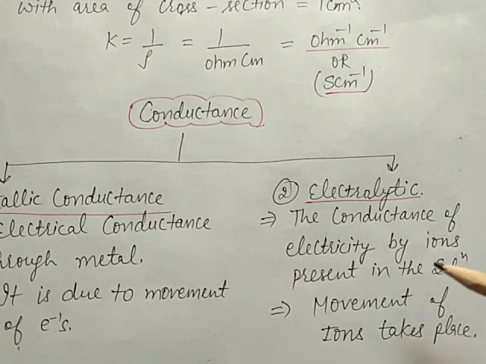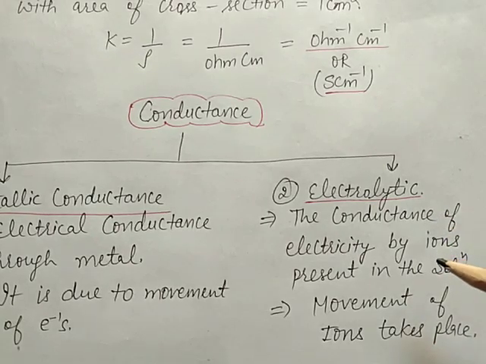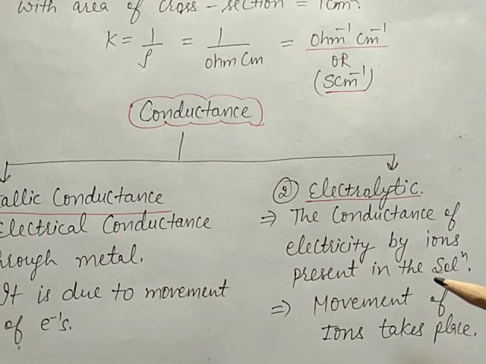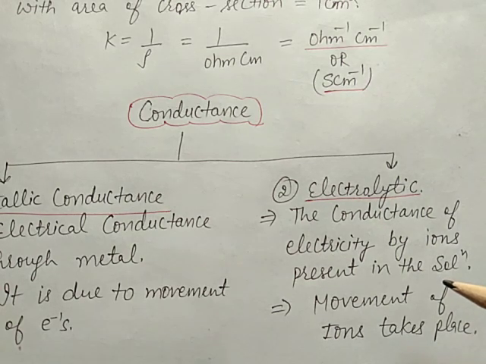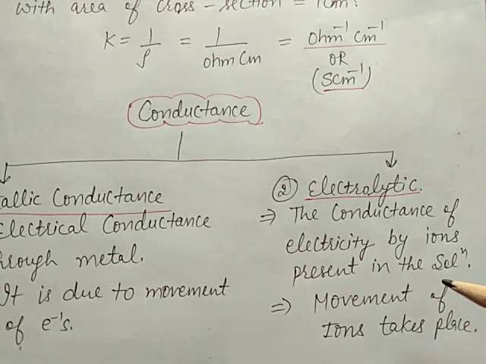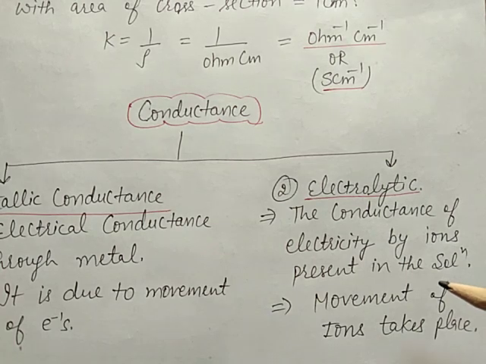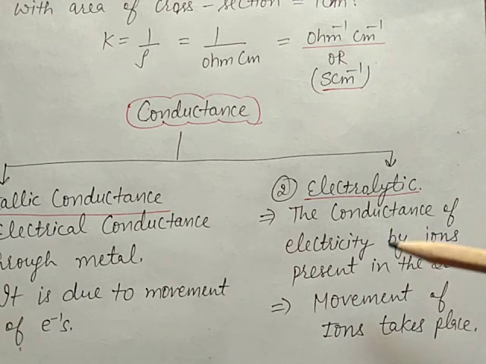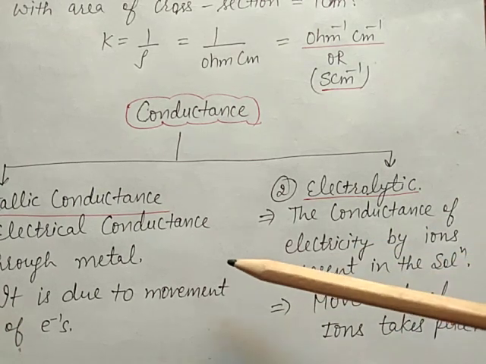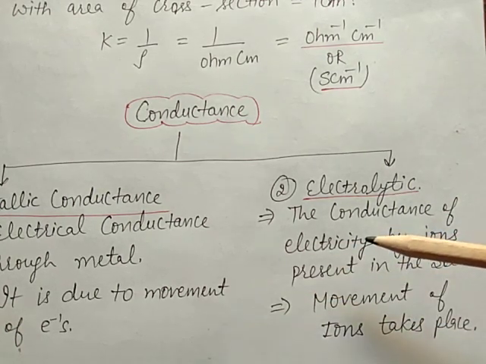It also depends on temperature. If temperature increases, electrolytic conductance also increases because of the decrease in interionic attraction or the increase in dissociation of ions present in the solution. So these are the major differences between metallic conductance and electrolytic conductance.